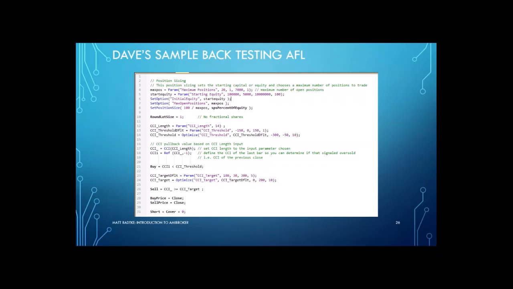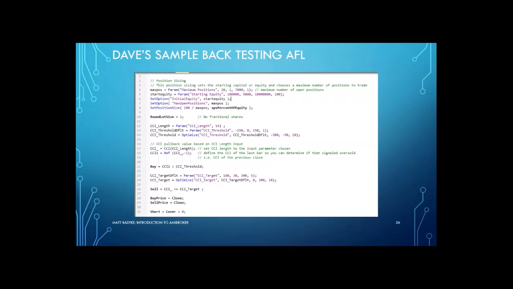Then we've got another param and optimize combination there for our target. And that's what will tell us when we should sell. So we're entering when the CCI value goes below some threshold, which by default is minus 150. And we're going to sell it when the CCI goes above some target, which by default is going to be 180, positive 180.